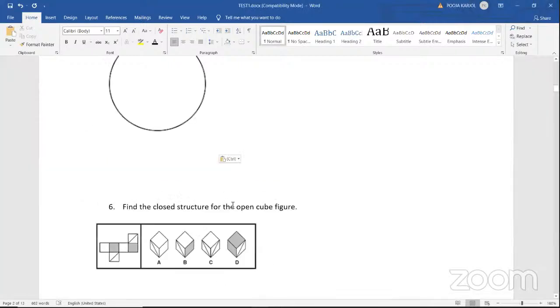Next question. Find the closed structure for the open cube figure. Option B. Yes, B is correct. Now, if you imagine this open cube and try to fold it, which face will be opposite to which? The shaded face will be opposite to the shaded. If you take it on top, this will come at the bottom. And these two plane figures will come on your right and left. And the cross line and cross line will come in front and back.